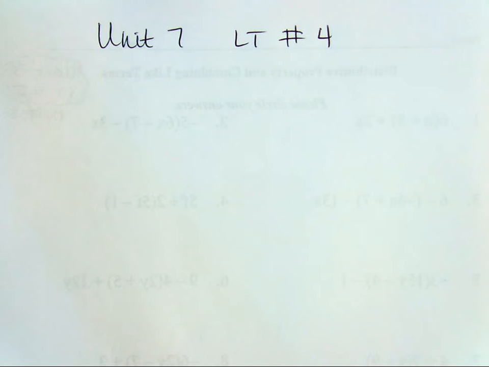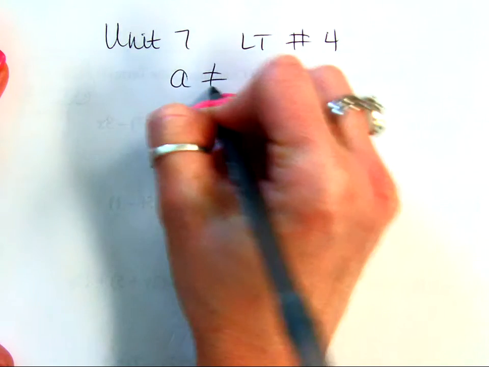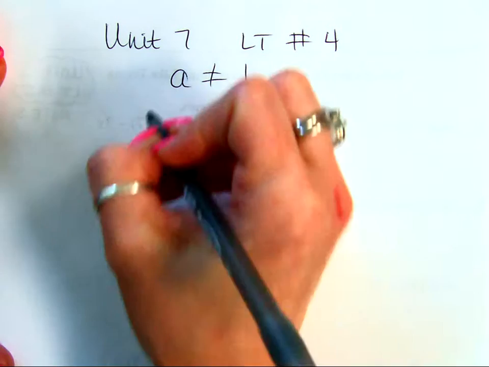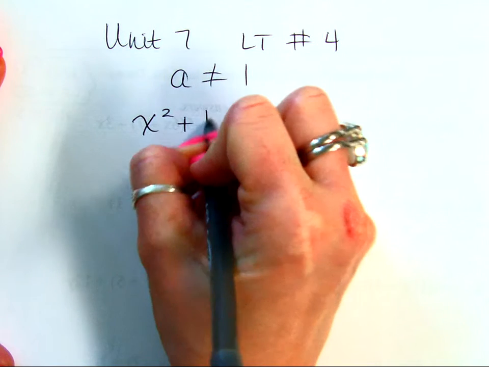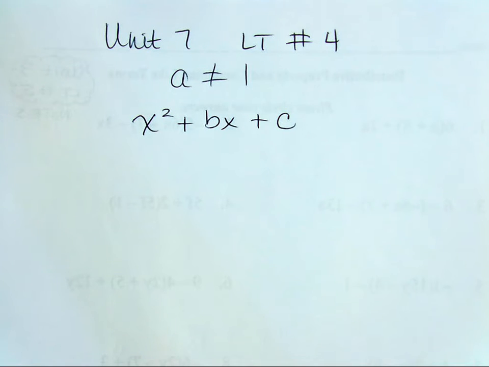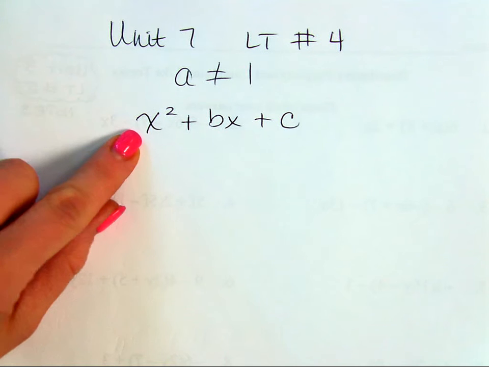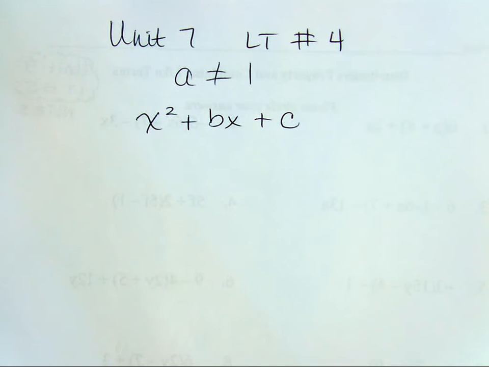So here's what we're doing today. We are learning to factor, and we are factoring in the form where a is not equal to 1. Meaning, remember where I said x squared plus bx plus c, and you just did a whole sheet of them. There was no coefficient in front of x. You just said which two numbers multiply to give you this, but add to give you this, right?